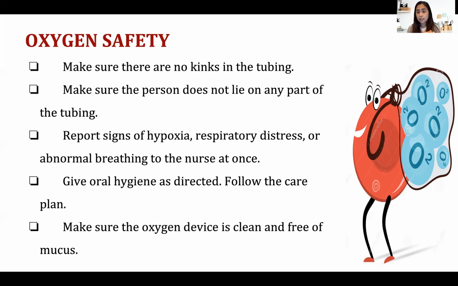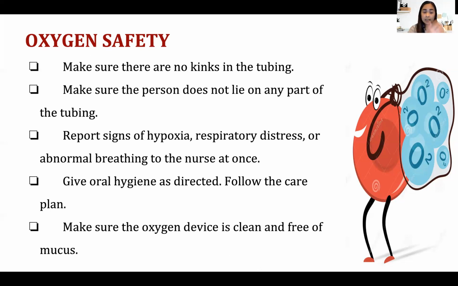If you see the patient, even if the patient is having oxygen, like a nasal cannula, and you see that the patient is having respiratory distress, the oxygen saturation is still down, you need to report it immediately to the nurse because maybe that person needs a higher rate of oxygen or another oxygen device like a Venturi mask or partial rebreather mask or non-rebreather mask.